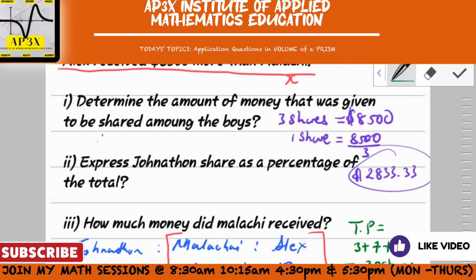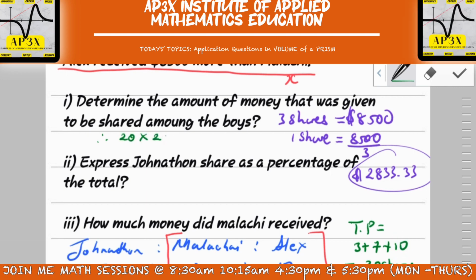So therefore then we can easily say that the total amount of money shared among the boys was in fact 20 multiplied by 2,833.33. So if we multiply then this by 20, you're going to find that the answer, the total amount of money being shared between the boys is in fact $56,666.66. That is the amount of money that is being shared between the three boys.